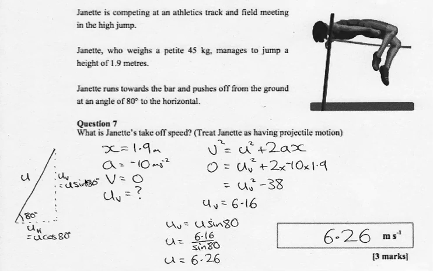We need to use that now to find her initial velocity u. We know that uv equals u sine 80, so we can put the value that we just calculated in for uv, and we solve for u, we find that u equals 6.26 meters per second. So that's a 3-mark question, it's pretty tricky.